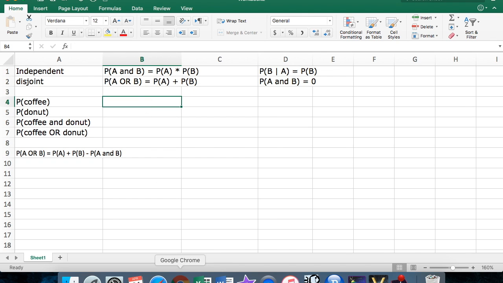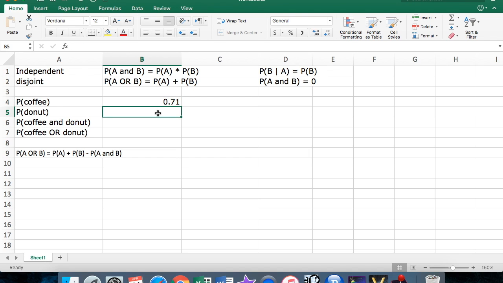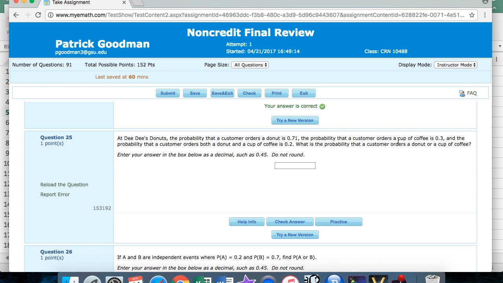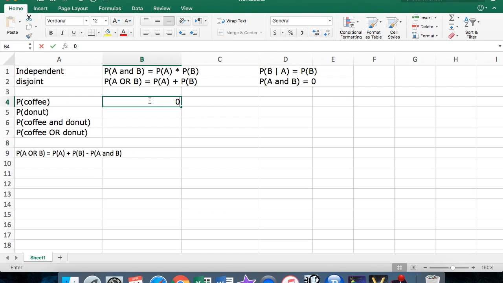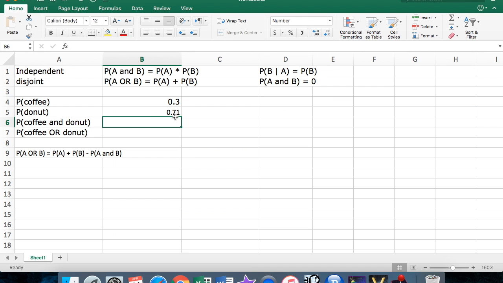All right, so my coffee tells me the probability for coffee is 71%. So 0.71. Then customer ordering a cup of coffee, 0.3%. And actually, I mixed those guys up. This is 0.71. Sorry, I should have put donut first and coffee because that's what they did. Now they said they do both of them, so 0.2, 20%. So see, look at that. Because I'm using the cell, it's automatically showing me that much. So be careful when you see that.